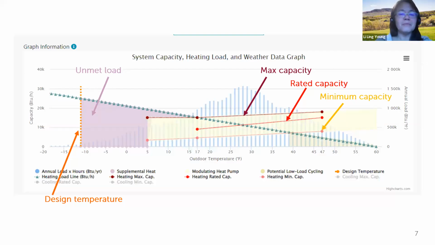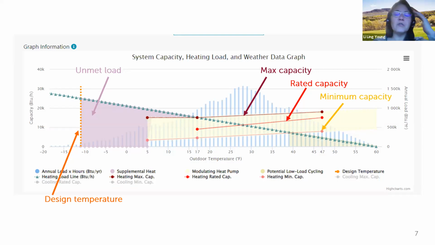So the purple area beyond where the yellow band is shown is considered unmet load, but that's just because in this case, I did not put in the extended information for this heat pump. You can see the max capacity, the rated capacity, and the min capacity are indicated within the yellow band. And then we'll get to this part in a minute, but that vertical line there is the design temperature. And that's something that you can enter into the visualization tool. Okay, now we're ready for the next slide.